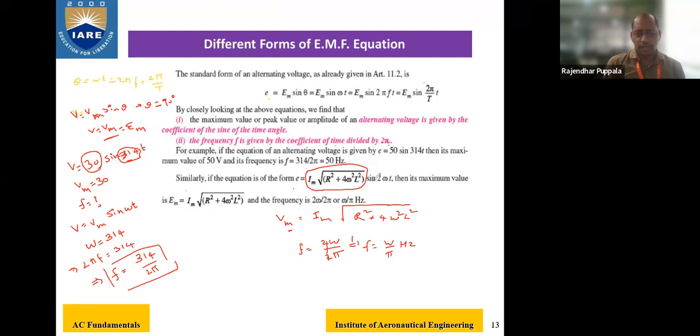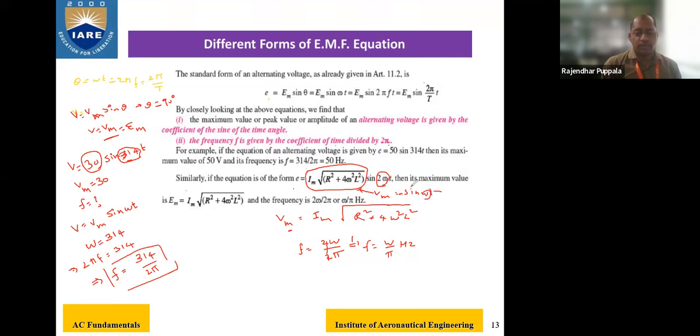And according to the second point, frequency is obtained from the quotient of the term with small t divided by 2 pi. That is 2 omega by 2 pi. Or in a simpler manner, just remember the AC waveform is V is equal to Vm sin omega t. Any waveform we will compare with this.